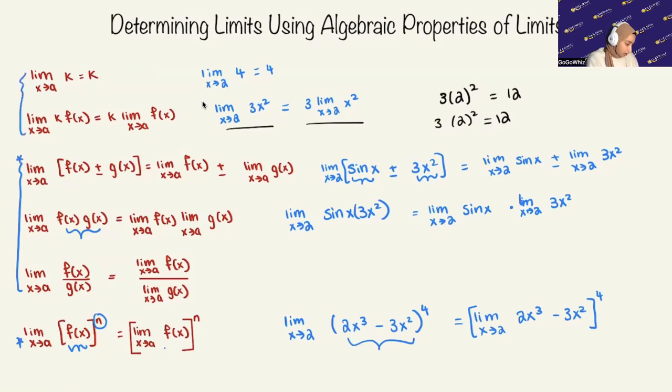These ones also follow the same idea, where if I have just the limit of a constant, it's the same thing. If I have the limit of a constant multiplied by a function, I can pull out that constant. And the last one just says, if I have the limit of a function raised to a power, I can just take the limit of the function, then raise all of that to the power.